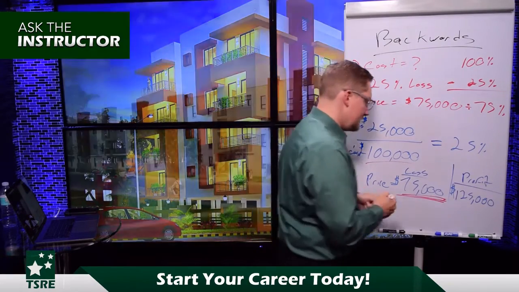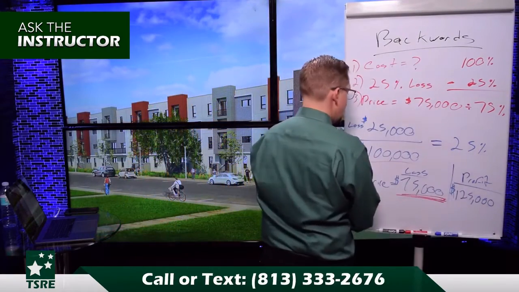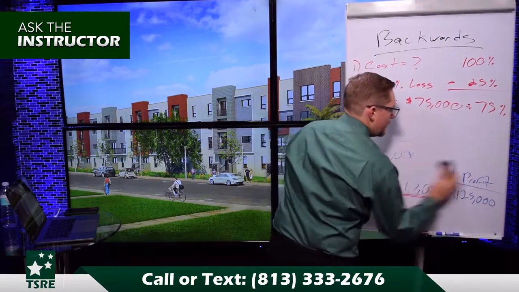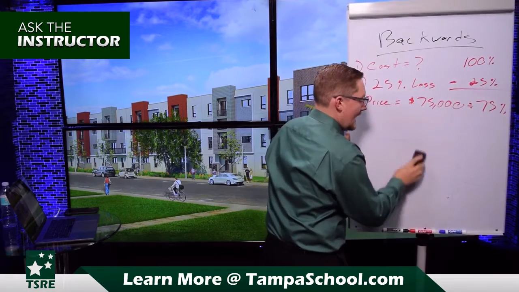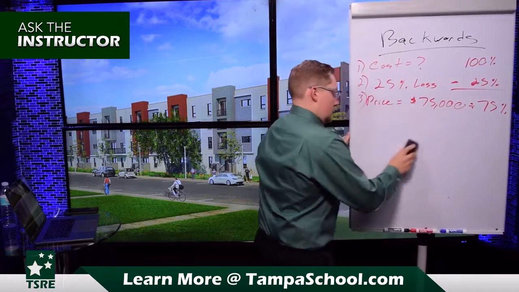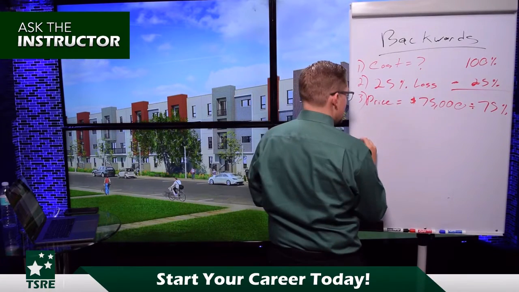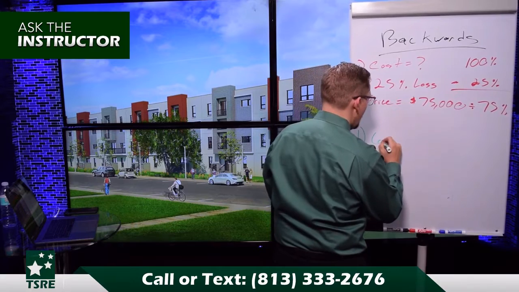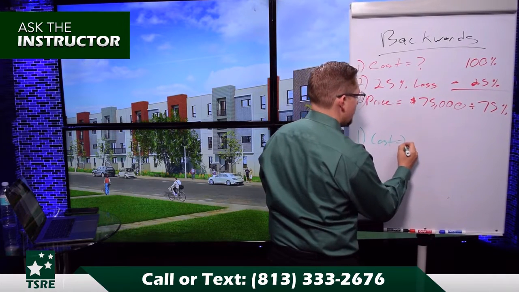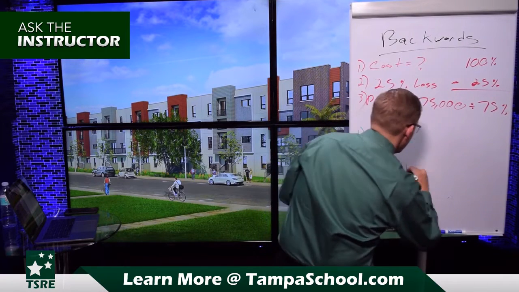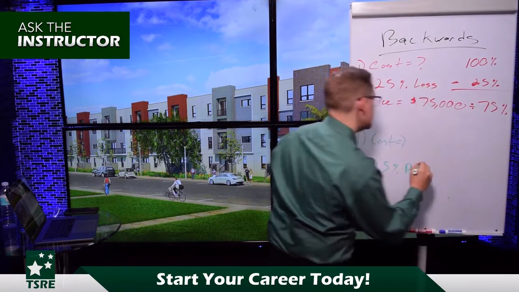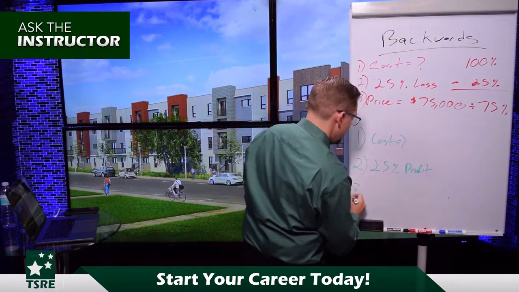Now, if this were a profit, if we flip the script on this a little bit and make this a $25,000 profit. So this is why it's important to understand what's going on here, not just know how to work with the numbers, but what these numbers mean, because we could have the same question of number one, our cost. We don't know. We're trying to find the cost. What is the cost if we now have a 25% profit and our price that we had sold it for?